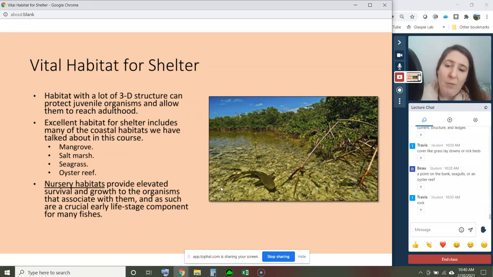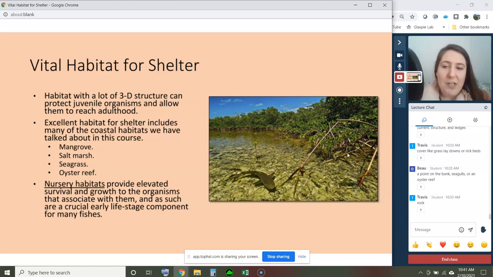As you were getting at when you were talking about where to cast your line, vital habitat often includes shelter. And so habitat with a lot of three-dimensional structure, like mangrove forests, can protect juvenile organisms and allow them to reach adulthood. So I love this picture because it shows a shark that's swimming right up next to the mangrove roots, and you would expect that if there were any fish in this area, they would be hiding in and amongst these mangrove roots to avoid being eaten. It's exactly what these three-dimensional habitats do for fish.